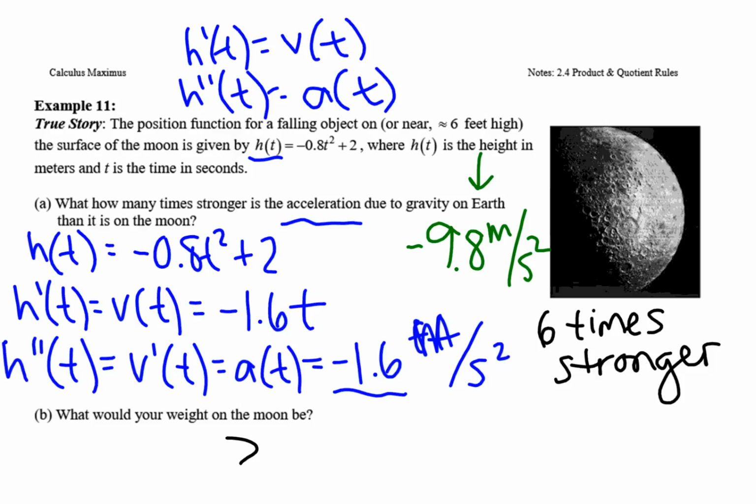So, what would your weight on the moon be if the acceleration due to gravity is about 6 times stronger on the Earth than it is on the moon?